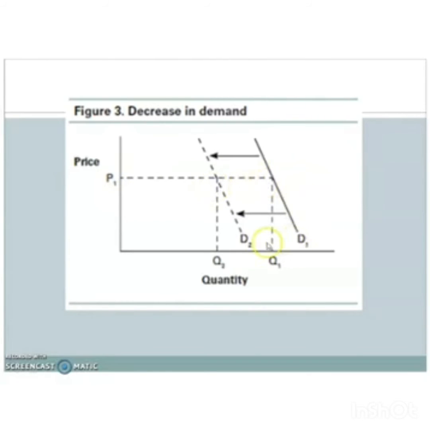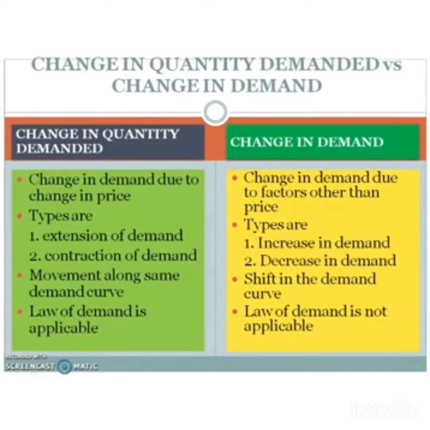Okay, from D1 to D2. So this leftward shift of the demand curve is known as decrease in demand. It indicates that the change in demand happens due to other factors, not due to price. What is the difference between these two concepts?